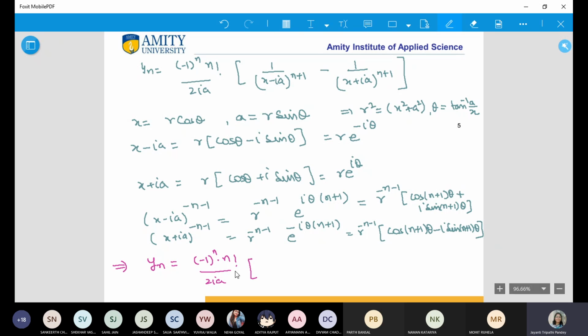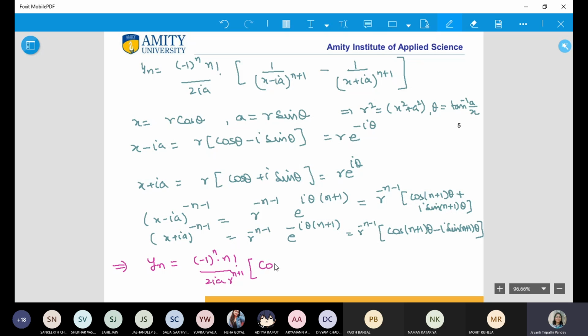If I take out this r, can I write it here without any loss of problem? Without any problem? This r to the power minus n minus 1, I can put it in the denominator? Yes or no? Yes, ma'am. Now, because I have to club it, so I'm putting it in the denominator. And what do I have here?